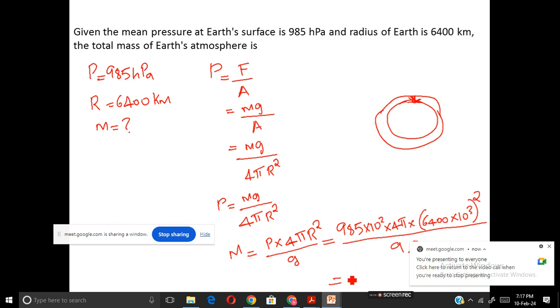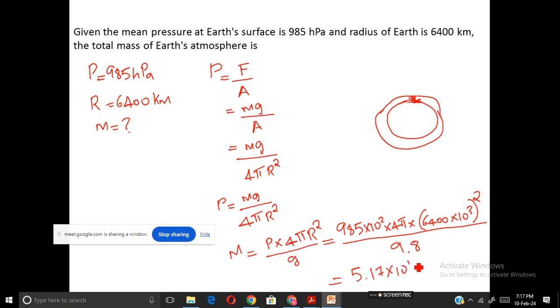I think some mistake is there. That will come around 5.17 into 10 raised to 18 kilogram. I don't know where you went wrong. Did anyone else get it? I think this is the correct answer.